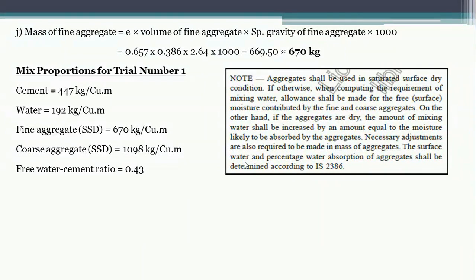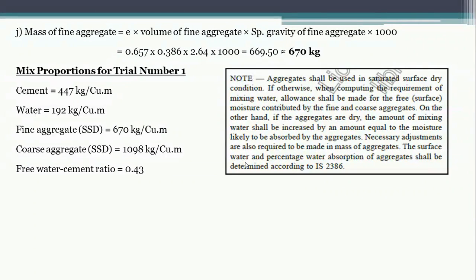So these are the mix proportions for trial number 1. Cement is 447 kg per cubic meter, water is 192 kg per cubic meter, fine aggregate 670 kg per cubic meter, and coarse aggregate 1098 kg per cubic meter, and fine aggregate fraction 0.43.